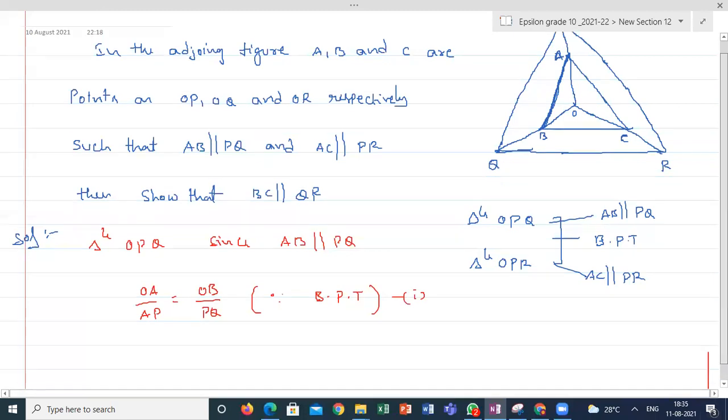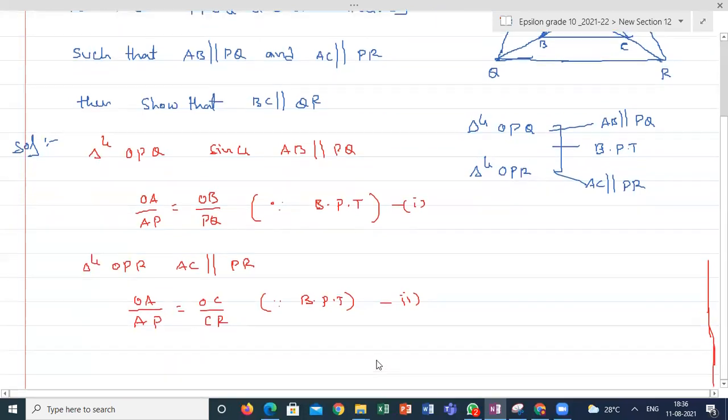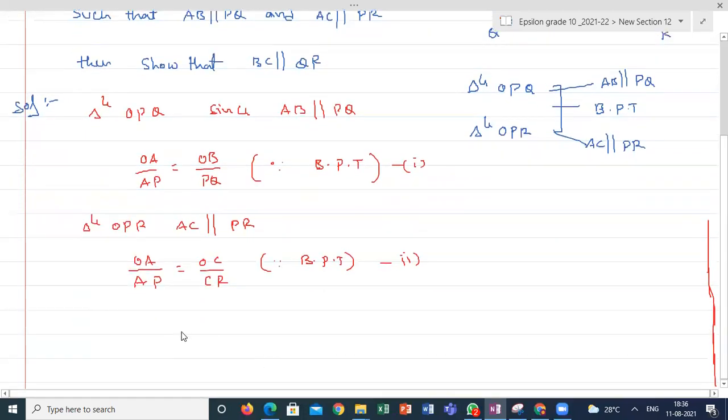Next, in triangle OPR, since AC is parallel to PR, OA by AP equal to OC by CR, sir, by the basic proportionality theorem. This is the second equation. So the first and second equations have the same expression, correct or not? Yes, sir. OA by AP, OA by AP.